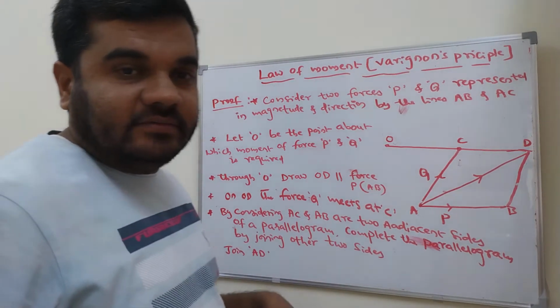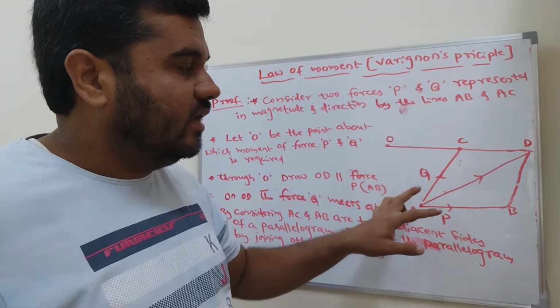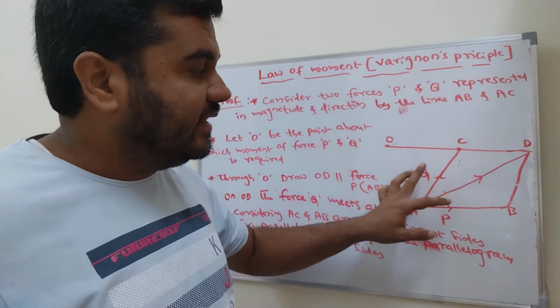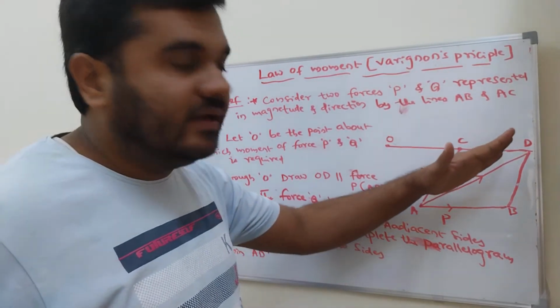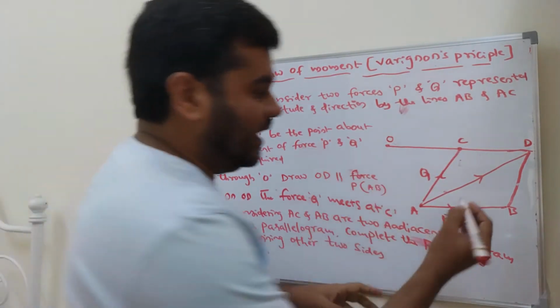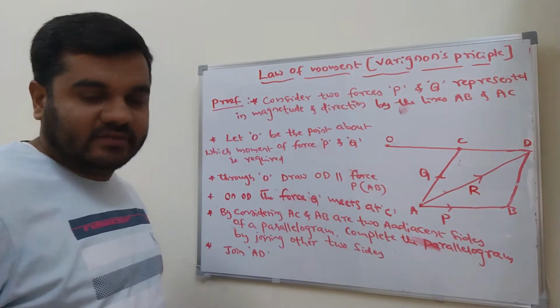Why am I joining here? Because in the previous video you saw the law of parallelogram. If two forces are represented by the two sides of a parallelogram, then the diagonal represents the resultant of these two forces. It means I can write AD as the resultant here. AD as the resultant. Okay.